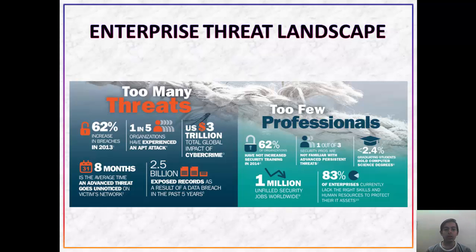Now, too few professionals. So what I mean to say is, suppose it is easier to conduct an attack than to defend from that attack. This is the scenario of today's world.